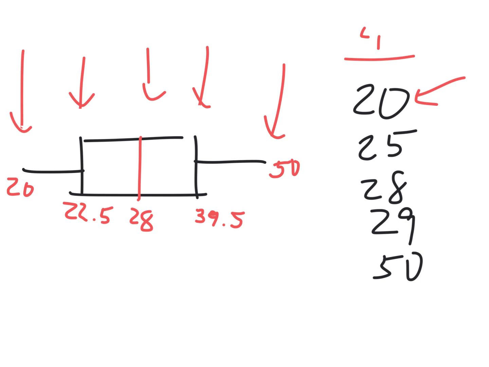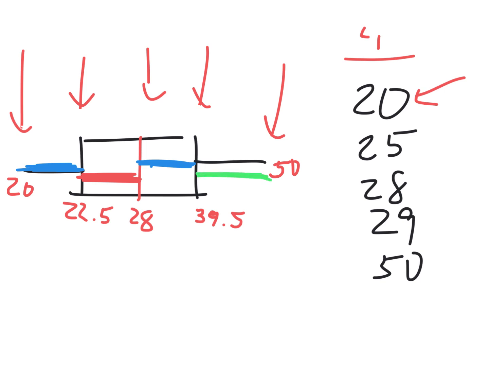Now, here's a follow-up question you'd have to be able to answer. How much of the data is between 20 and 22.5? 25%, and that's the key, is do you know that each of these things, like this has 25% of the data between there and there? This red bar, like between 22.5 and 28, that has 25% of the data. That has 25% of the data. And that has 25% of the data.